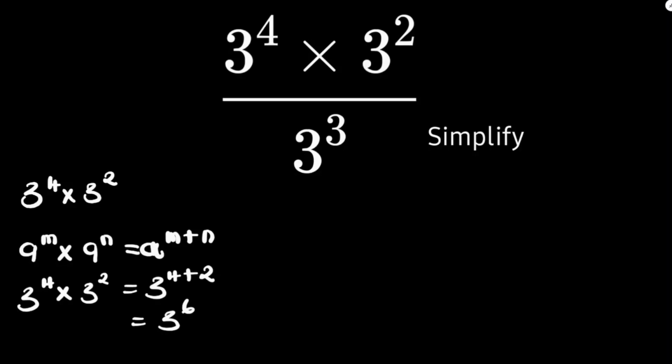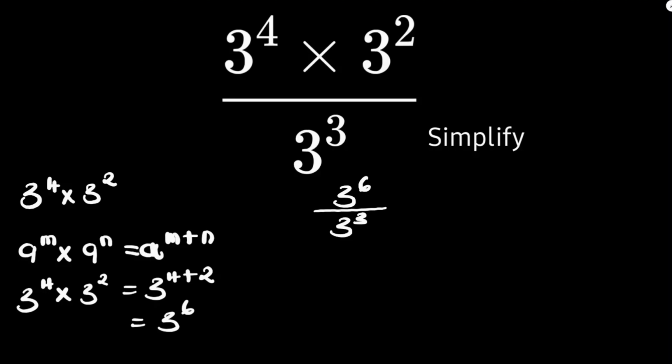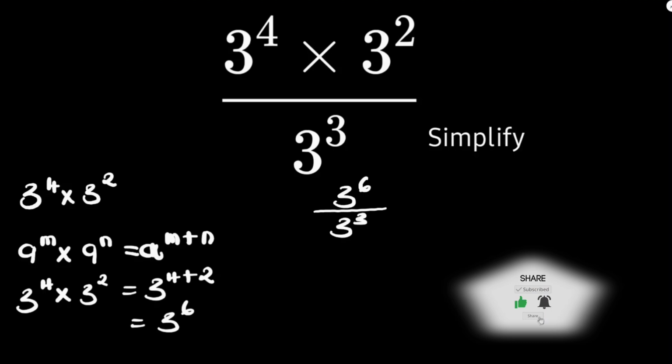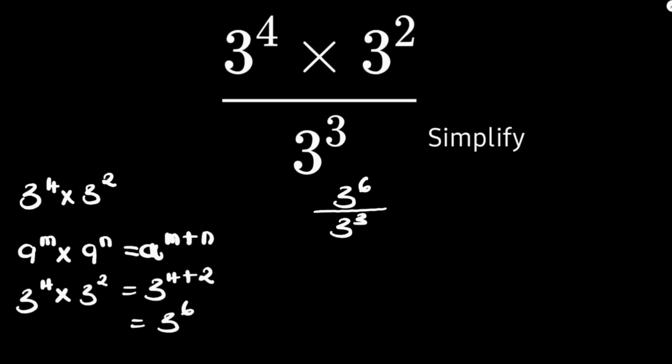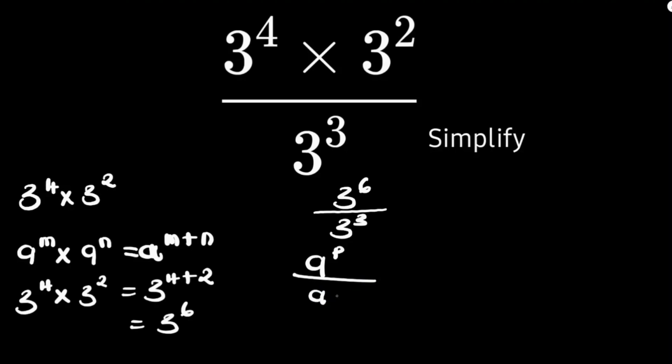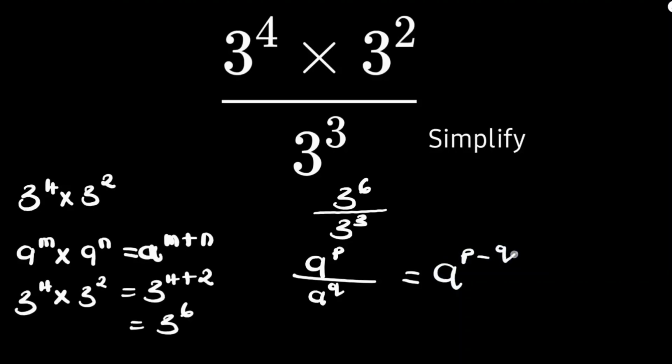Okay, so now let me substitute it back into the original equation. So 3 to the power 6 divided by 3 to the power 3. Now this is another law of indices which we are to use, the division law. It says a to the power p, divided by a to the power q, is going to be a to the power p minus q.